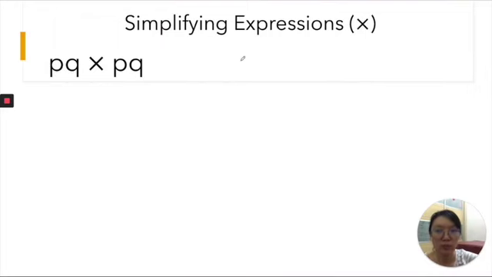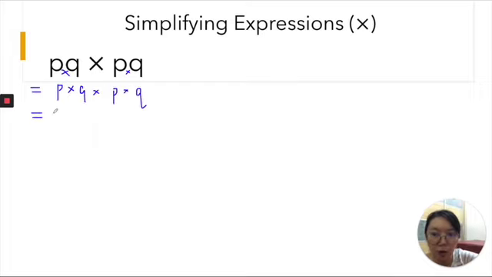Simplifying expressions. Before that, I have A times B, only one variable. Up a level now, I have PQ times PQ. How can I simplify this? First, because PQ, they are two together, let's expand it. So add in, multiply in between. So it becomes P times Q times P times Q.